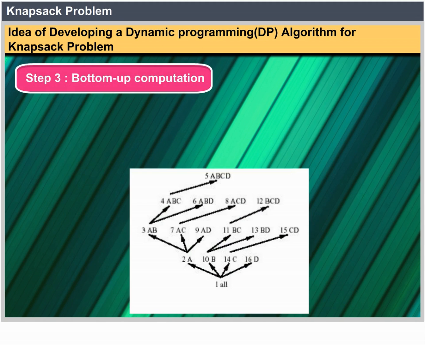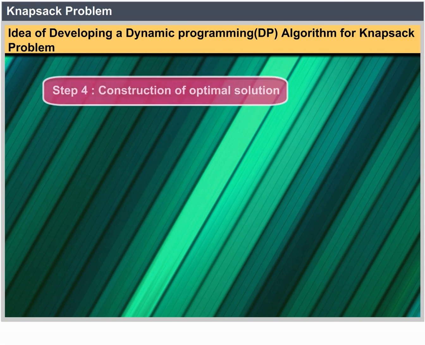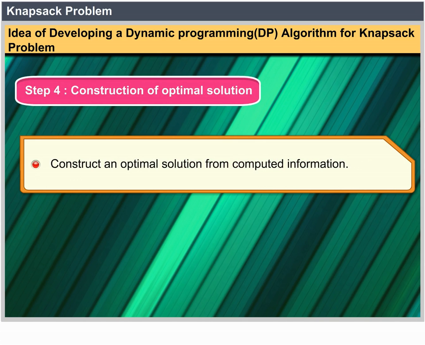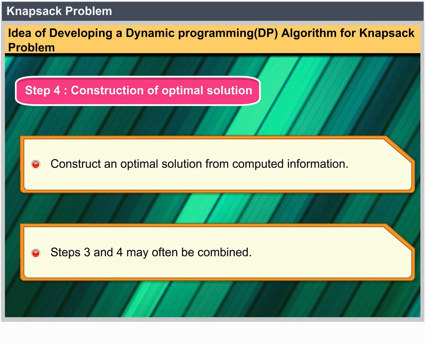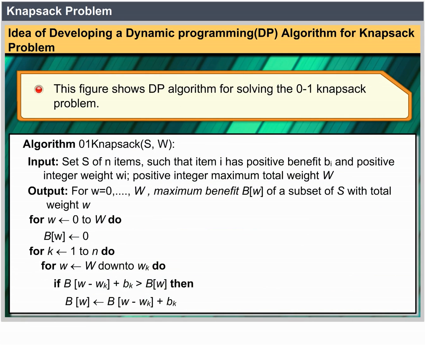Step 3, bottom-up computation: compute the value of an optimal solution in a bottom-up fashion by using a table structure. Step 4, construction of optimal solution: construct an optimal solution from computed information. Steps 3 and 4 may often be combined. This figure shows the dynamic programming algorithm for solving the 0-1 knapsack problem.